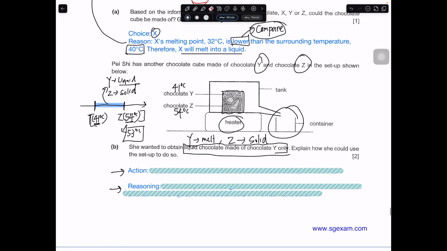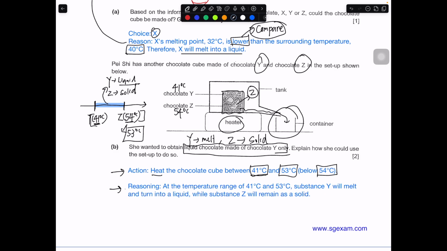So how do I write it? You can say heat the chocolate cube between 41 and 53. So in this case, it must be below 54, because if you choose 54, Z will melt also. You don't want Z to melt, you want Z to remain as a solid. Then Y will just flow out into the cube, while Z will remain as a solid over here because it has a fixed shape.